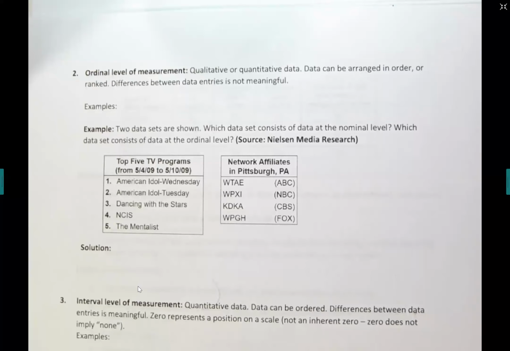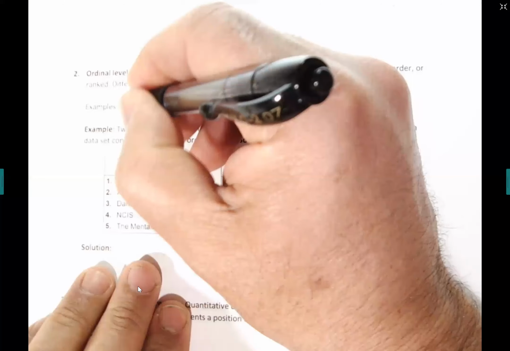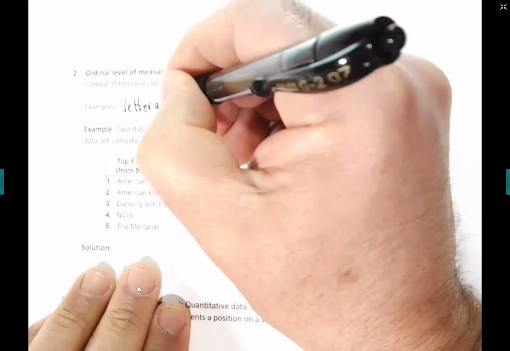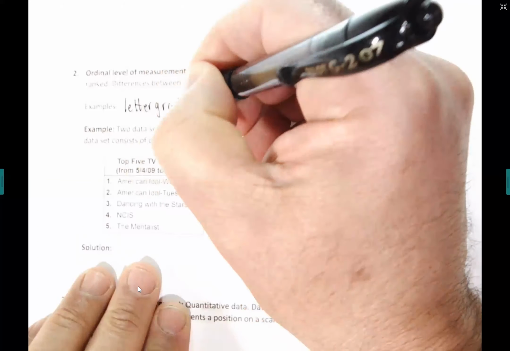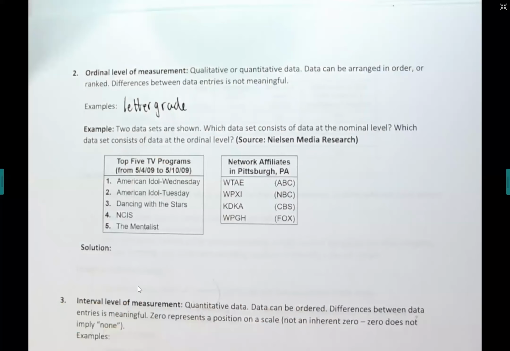Once you said measure difficulty, then you're ranking here. I'll give you an example. Letter grade. What do you guys think? You agree that letter grade is ordinal because the highest grade is A, B, C, D, E, etc. So this is an example of an ordinal level of measurement.